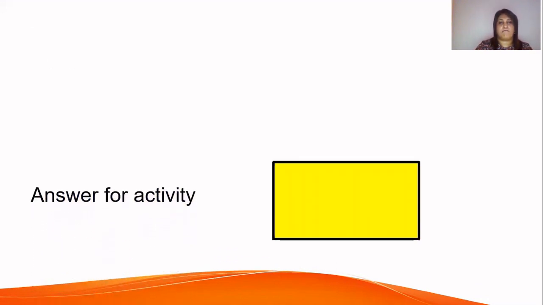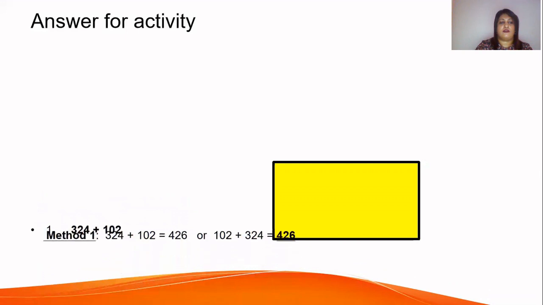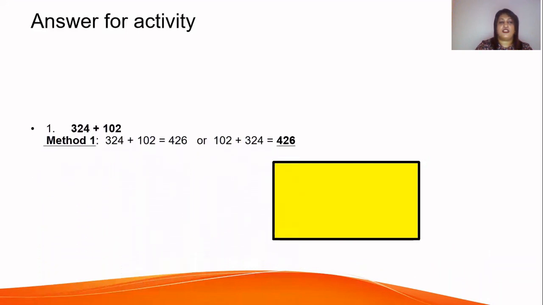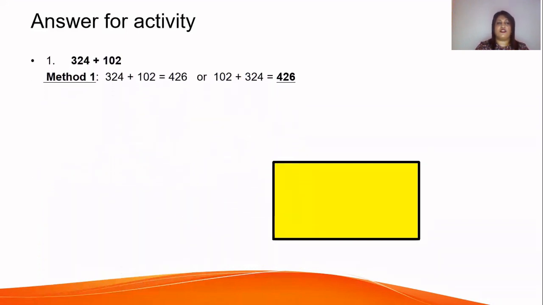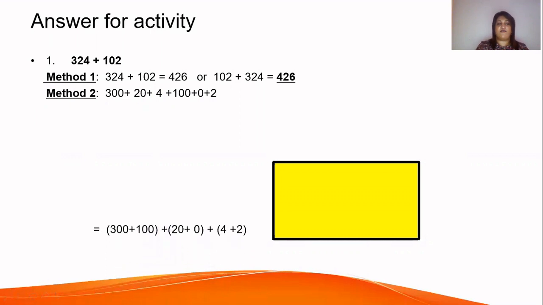The first one. Method 1, 324 plus 102 is equal to 426. Or I can say 102 plus 324 is equal to 426. So here again, method 1, I change the order of the addition sum. Method 2, again, decompose or break down both sides. So I took the first number, 300 plus 20 plus 4 plus 100 plus 0 plus 2. I broke it down. Now I'm grouping the values.